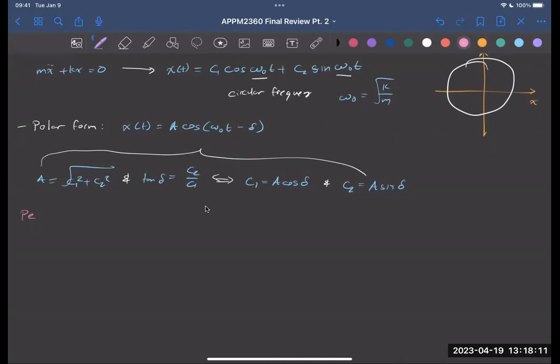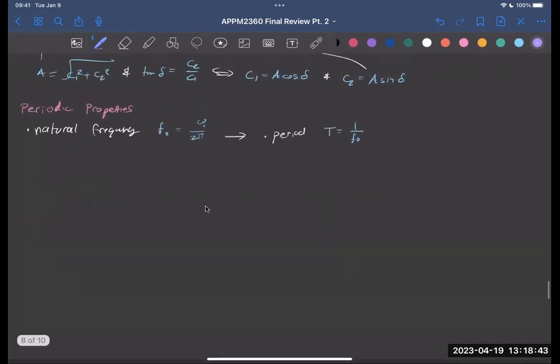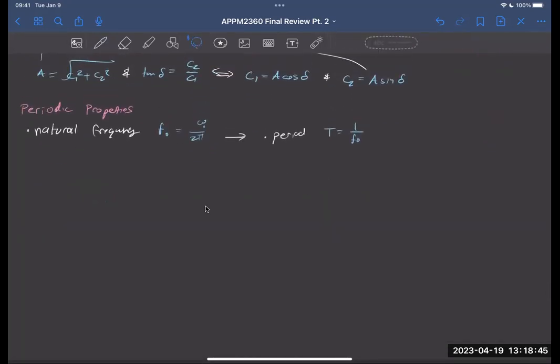And so let's also just quickly describe the periodic analogs to the harmonic oscillator system. So periodic properties. We have a natural frequency. So the natural frequency, which we denote as f naught, is equal to omega naught over 2 pi. And we can use that to get our period. So our period T is equal to 1 over f naught. Cool. Let's quickly talk about solutions to second order differential equations with constant coefficients.